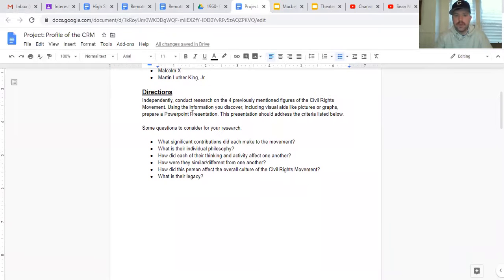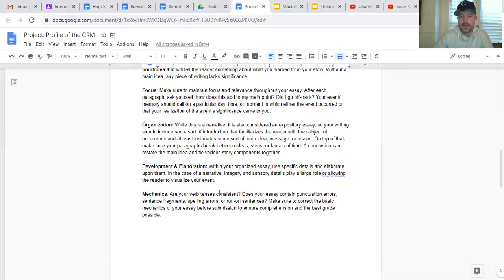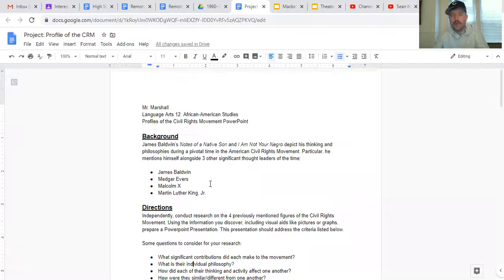So your directions are here. I want you to independently conduct research on the four mentioned figures above and create a presentation. There are some questions to consider, and there's a rubric right here on the next page. So it's pretty straightforward. It's just a profile of these four people. I don't know how many slides exactly I want you to do. I mean, I'm thinking 8 at the minimum and 12 at the max.